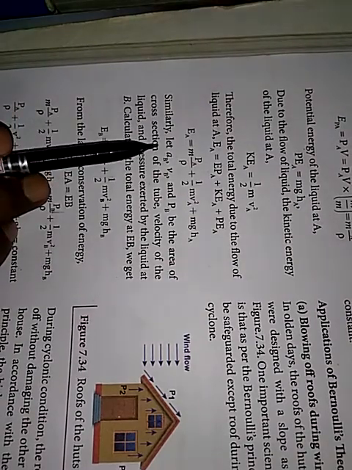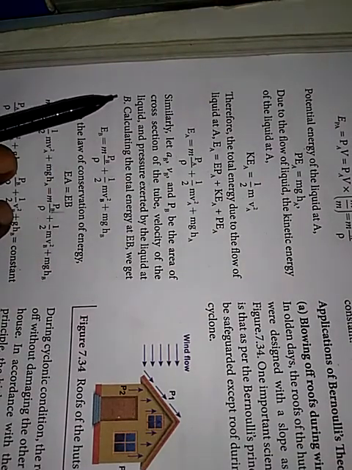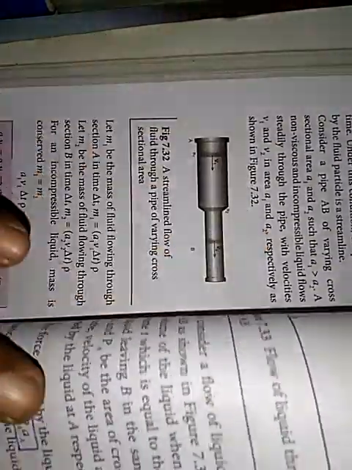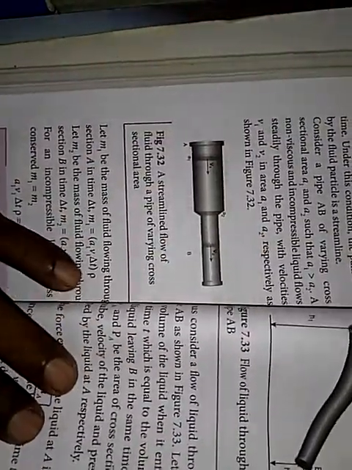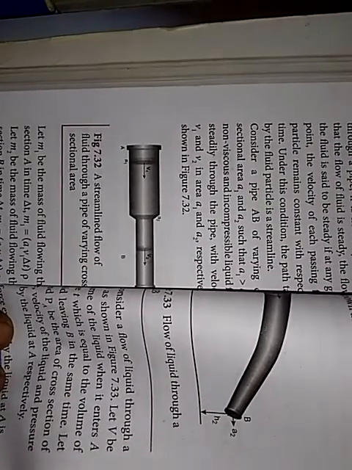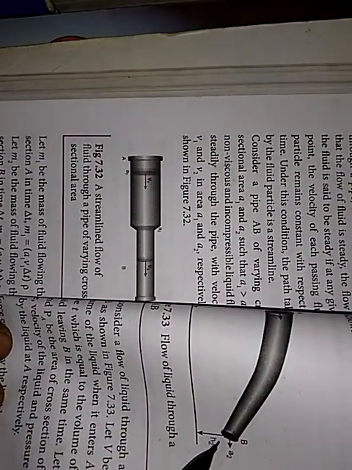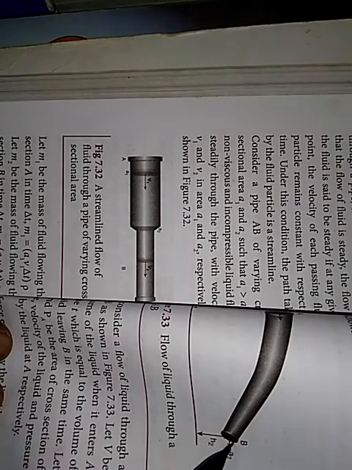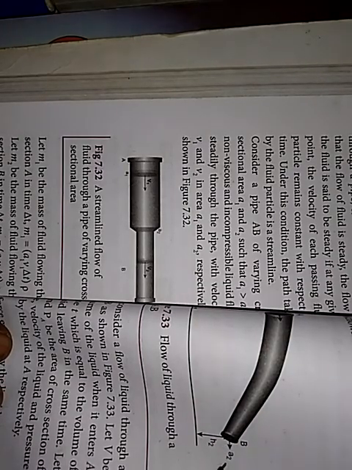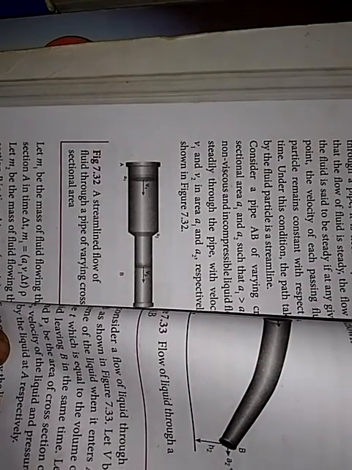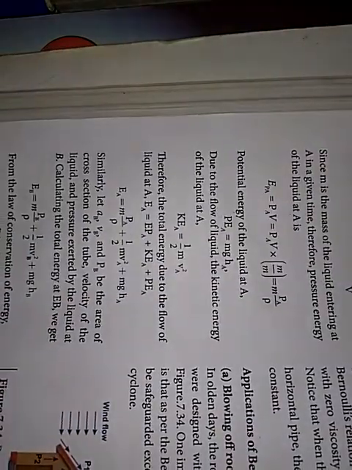Similarly, now we are going to analyze at B. So at B, we have already seen this diagram. If you see, the height is h2, B is the outlet, area of the cross section is A2. So keeping this in mind, this is one equation.